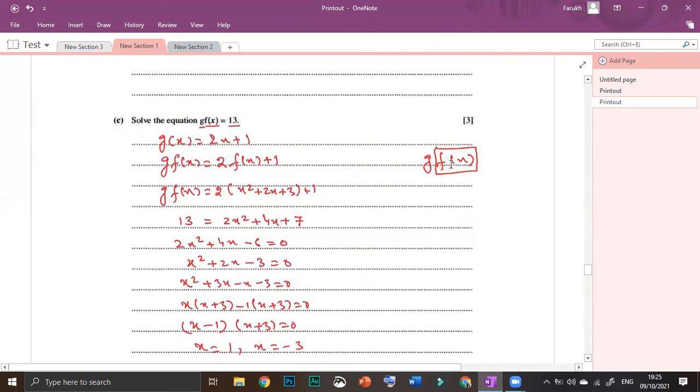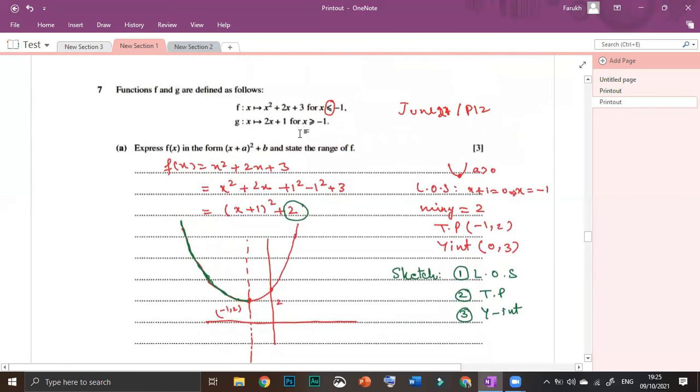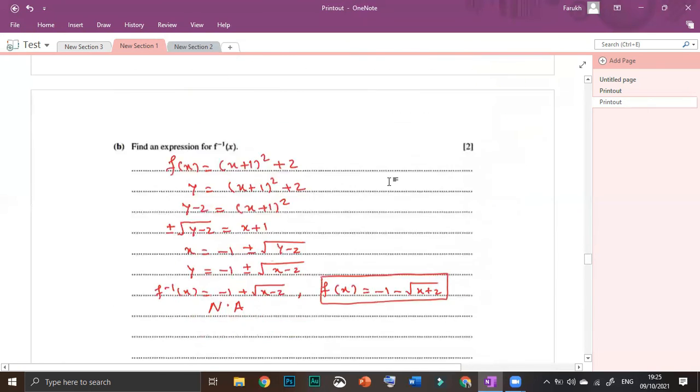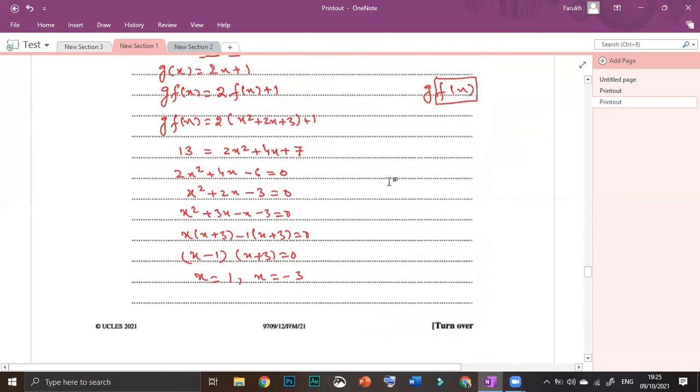Now for f of x, x should be less than minus 1. We cannot use this positive value for the domain of f of x. This one is not applicable. The domain of f of x is less than -1. So we will accept this answer and reject the positive one.